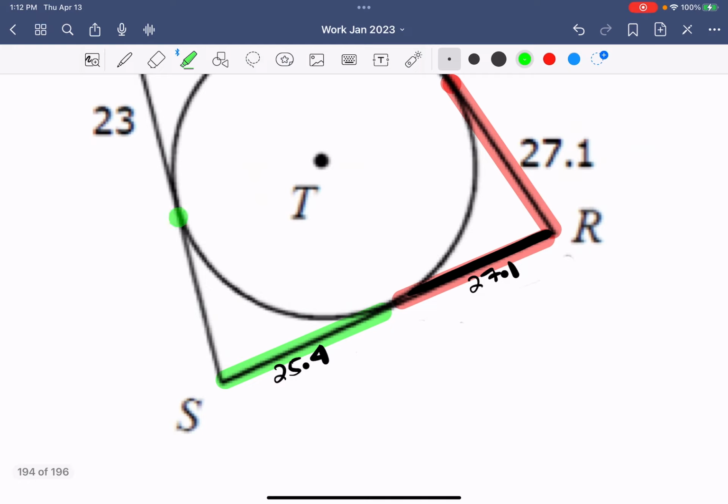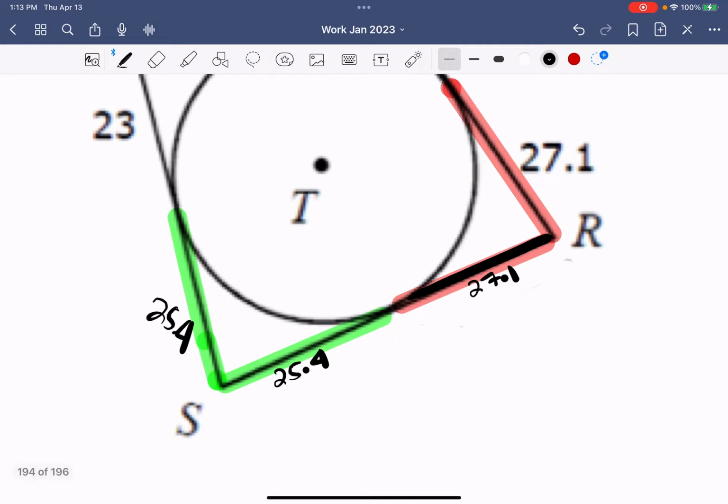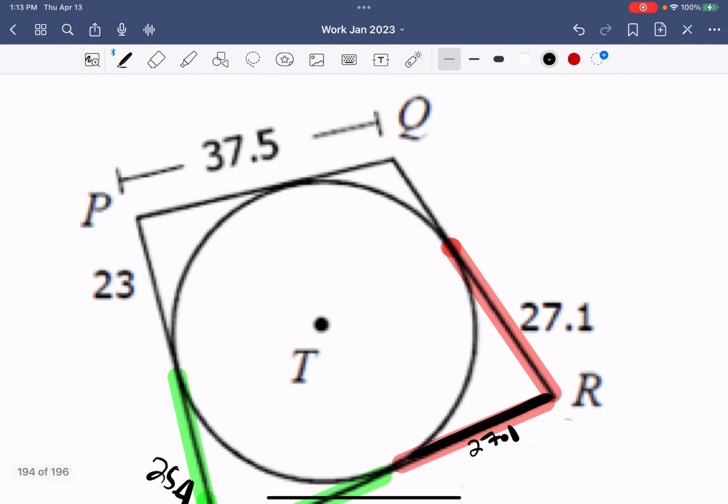All right, on this side, we have the same thing. It's a tangent to S and a tangent to S, so it's 25.4. We have 23, so it means this is 23 also.